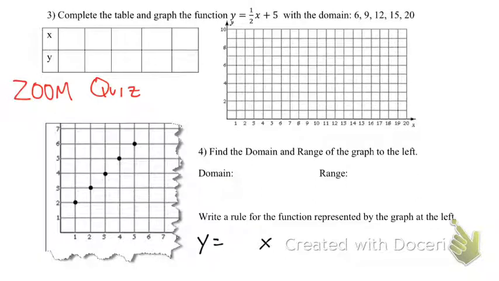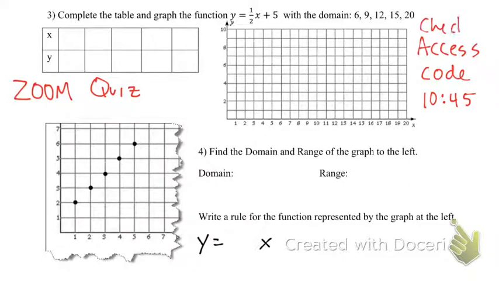And I will give you the access code today. Let's see, we're at period 2. The access code, I'll give it to you at 10:45. Okay, so let me write that in. If you want to leave Zoom, you can, to watch videos or whatever. But the access code, or your check-in code, is going to be at 10:45.